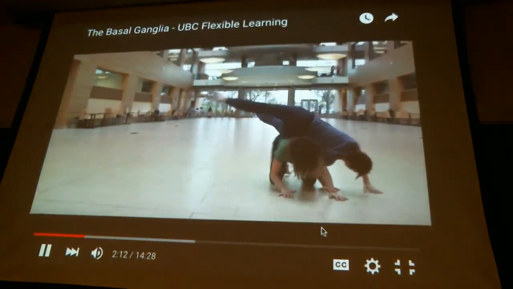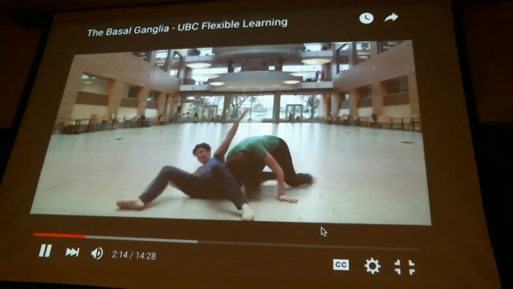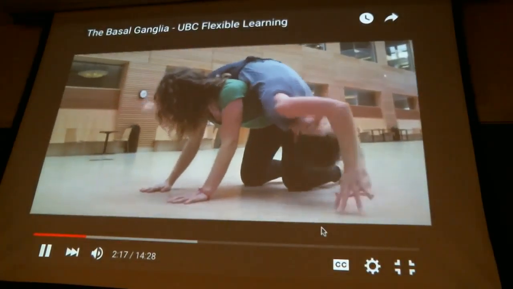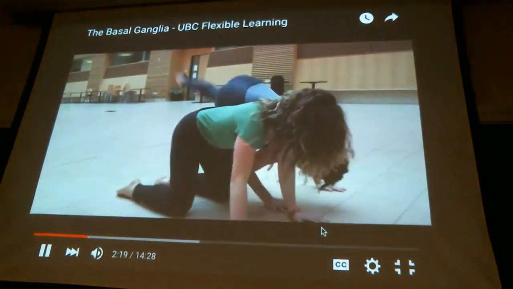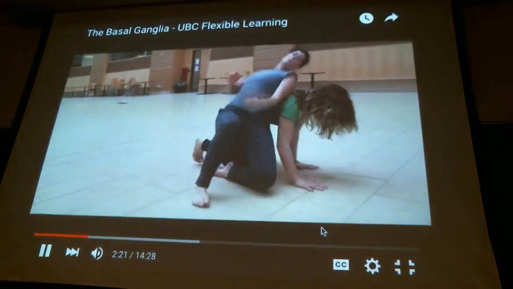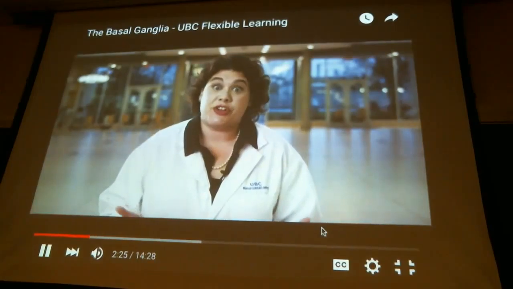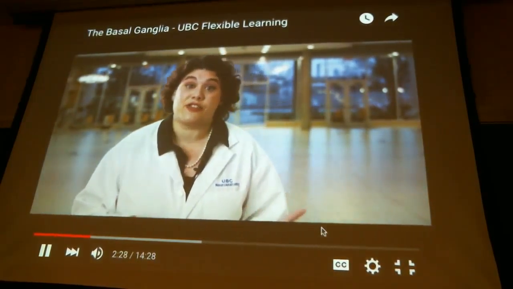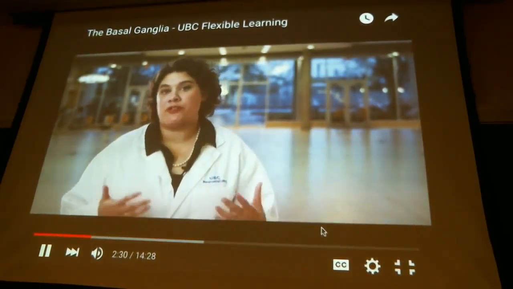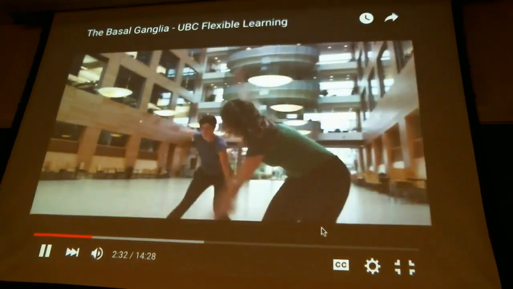This motor loop is active primarily when a task has been well learned. Together with association areas of the cortex, it helps to put together a routine for established motor output. This is the circuit that is active in these dancers now as they perform a well-rehearsed, fluid routine.